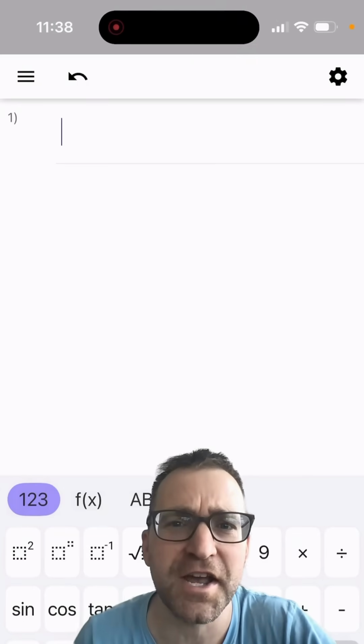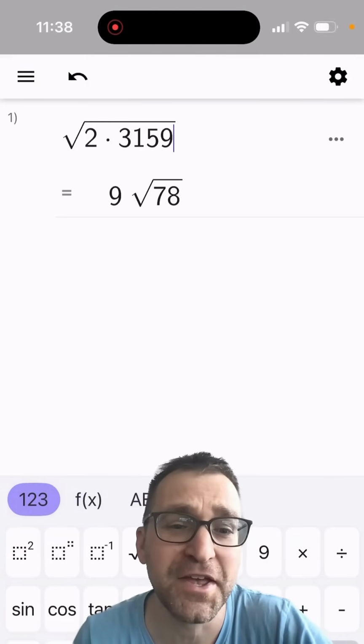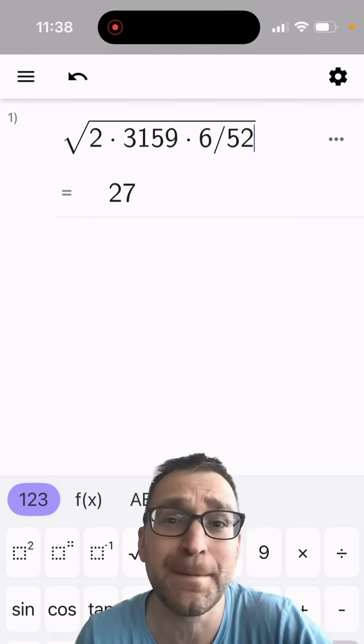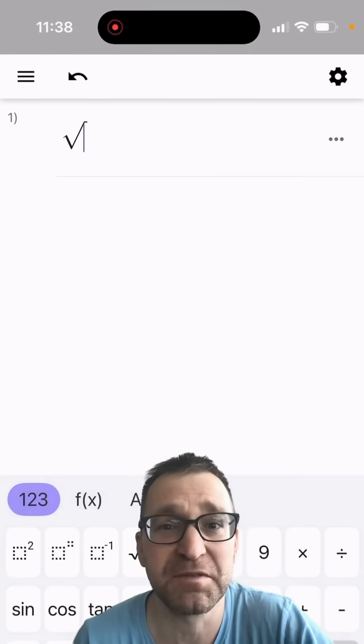And a quick calculator check, let's calculate it. 2 times the radius of the Earth, which is 3,959 miles, times my height of 6 feet divided by 5,280 feet in a mile. That's about 2.67 miles out. I guess Google's estimate of 3 is good.